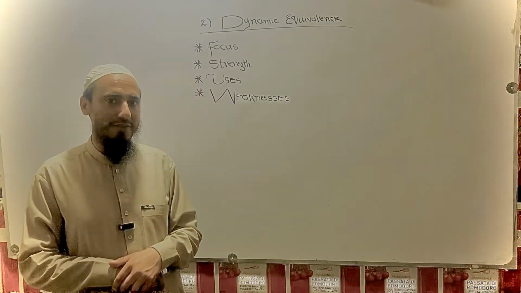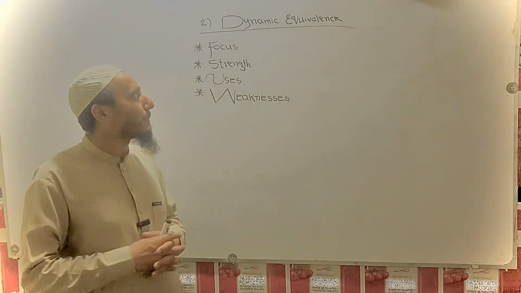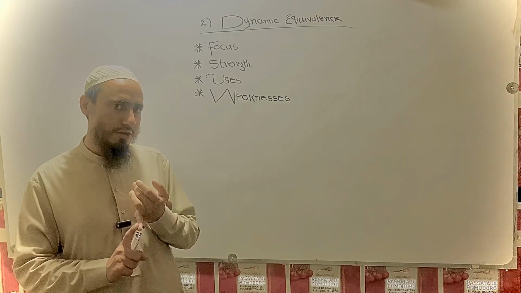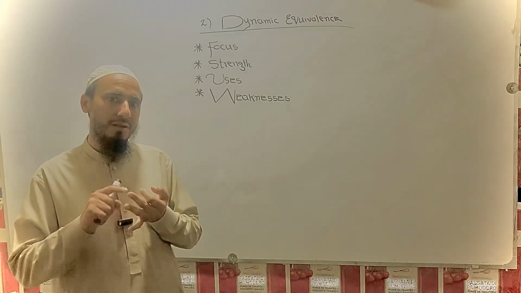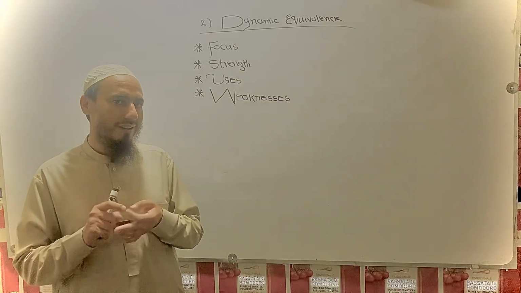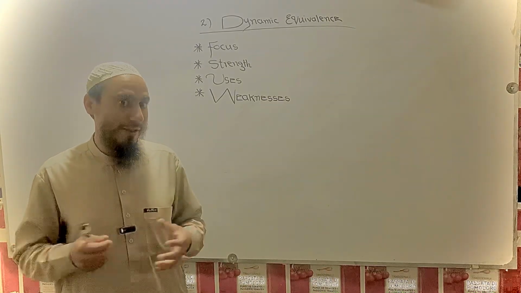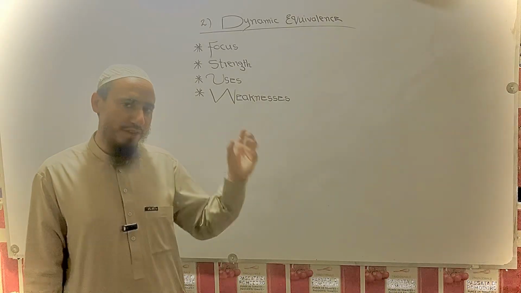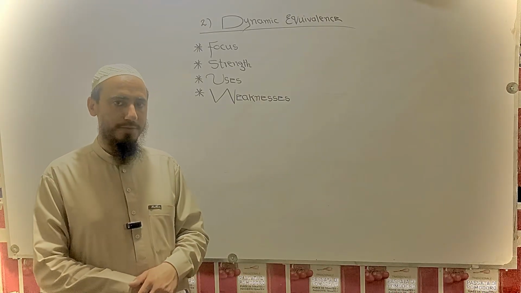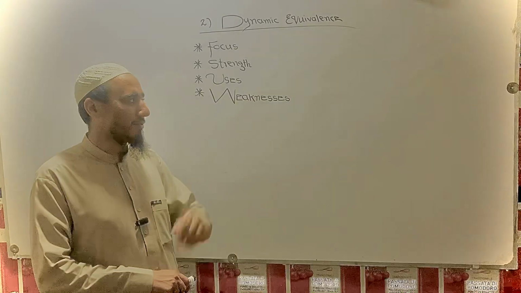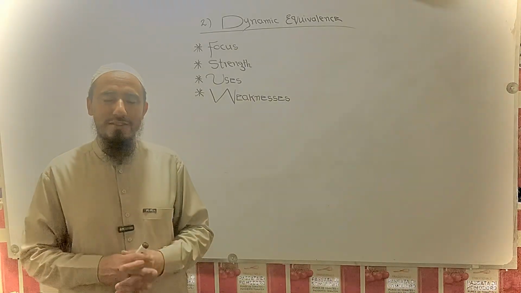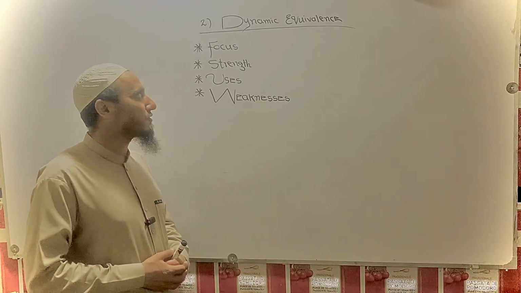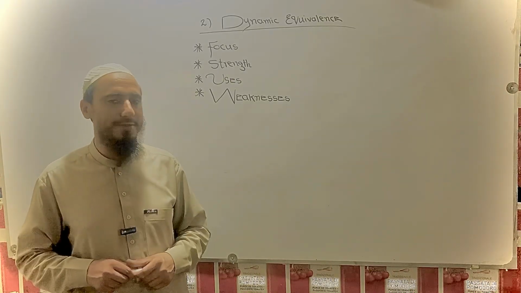Now the question arises, what are the uses of dynamic equivalence? Dynamic equivalence is used in poetry, drama, some speeches, as well as novels, and figurative language, idiomatic expressions, and proverbs. Now let's come to the weaknesses. What are the weaknesses? There could be so many weaknesses of sense for sense translation or dynamic equivalence as well.